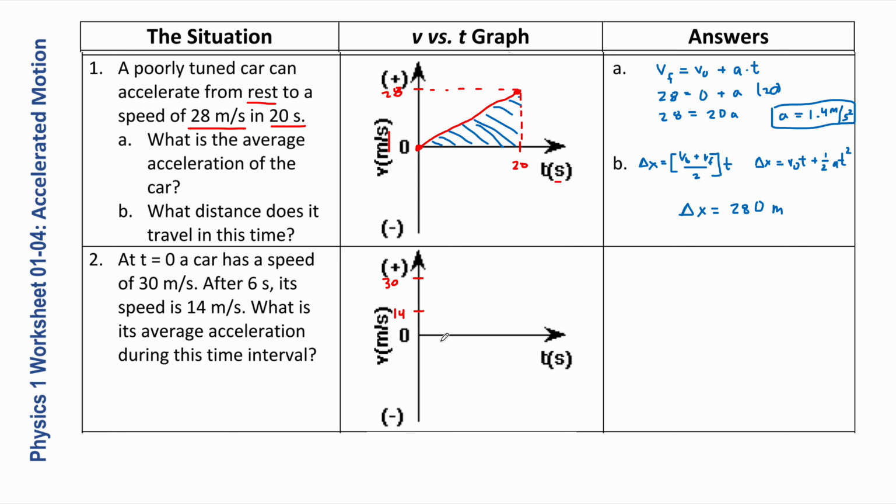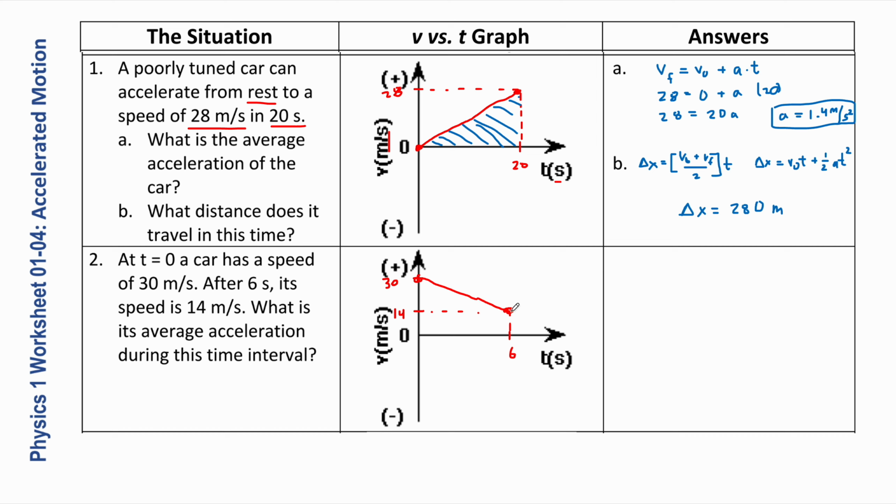So it starts out there, and after 6 seconds, I'm just going to put my 6 over here, it's going to end up there. I'm just kind of drawing a few things here so I can get myself in the right spot. So it's going to end up here. It starts out here. And so my velocity versus time graph is going to look like this.